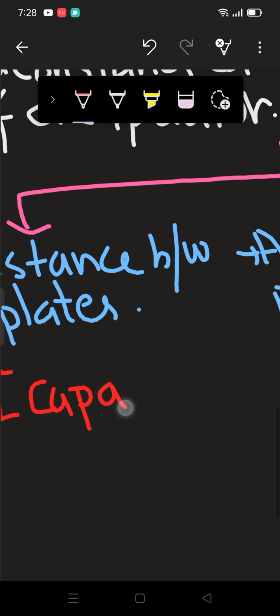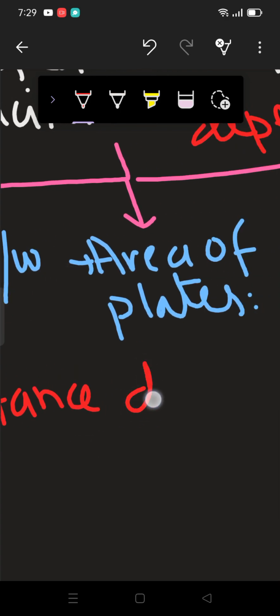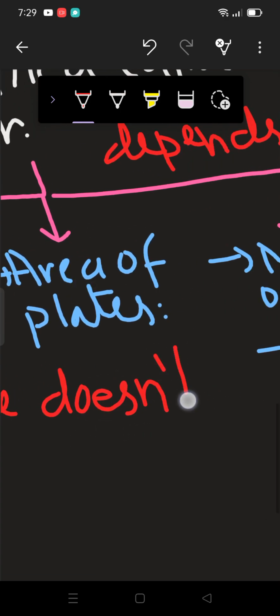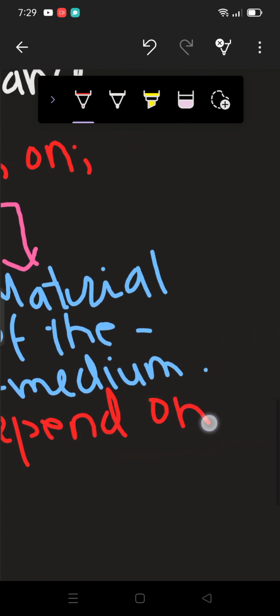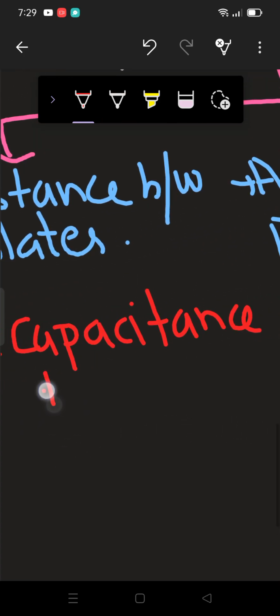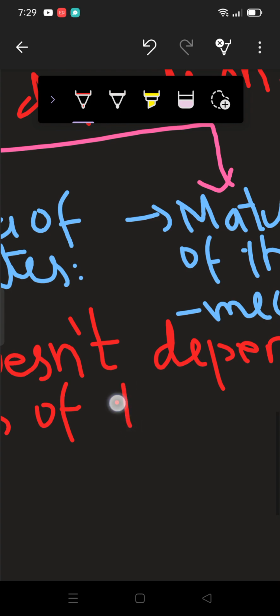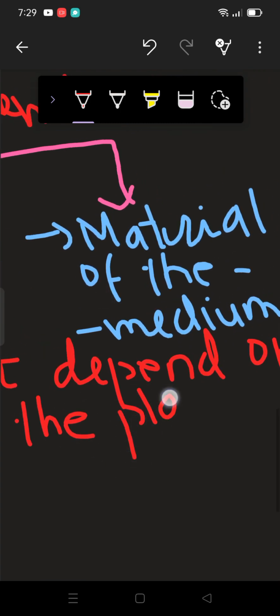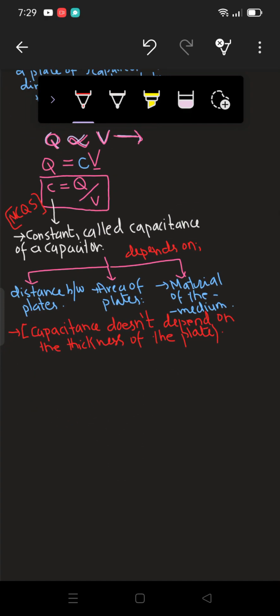Capacitance of a capacitor, or the constant, right? Capacitance of a capacitor does not depend on the thickness of the plate. It will depend on three things, right? It will depend on the distance between the plates, area of the plates, material of the medium, but it will not depend upon the thickness of the plate.